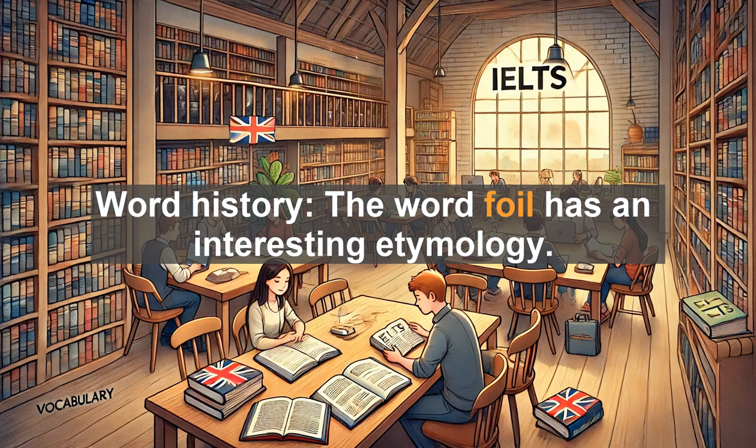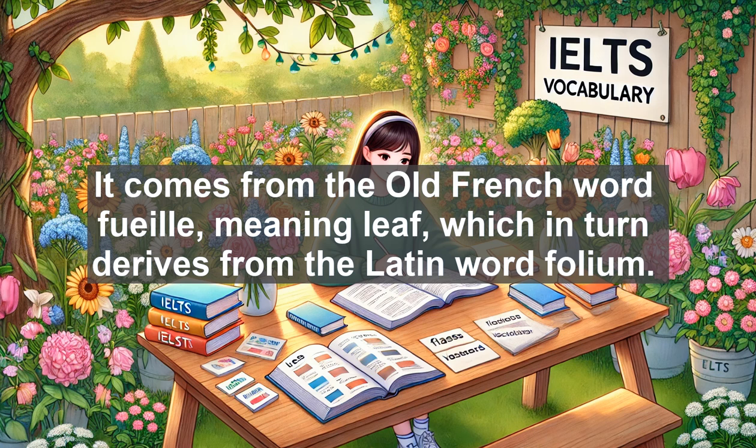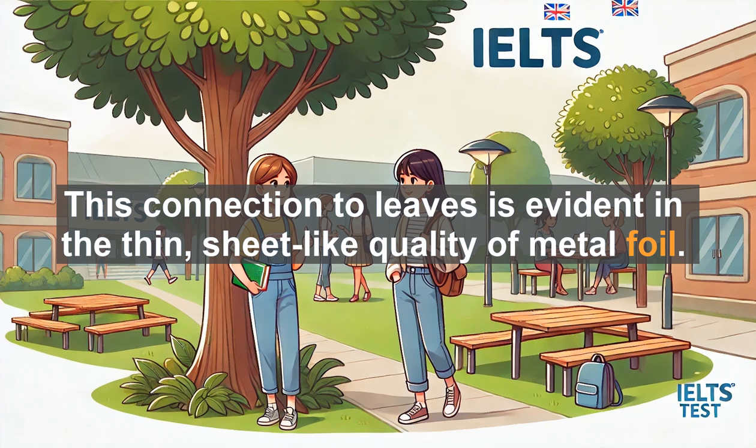Word history. The word foil has an interesting etymology. It comes from the Old French word feuille, meaning leaf, which in turn derives from the Latin word folium. This connection to leaves is evident in the thin, sheet-like quality of metal foil.